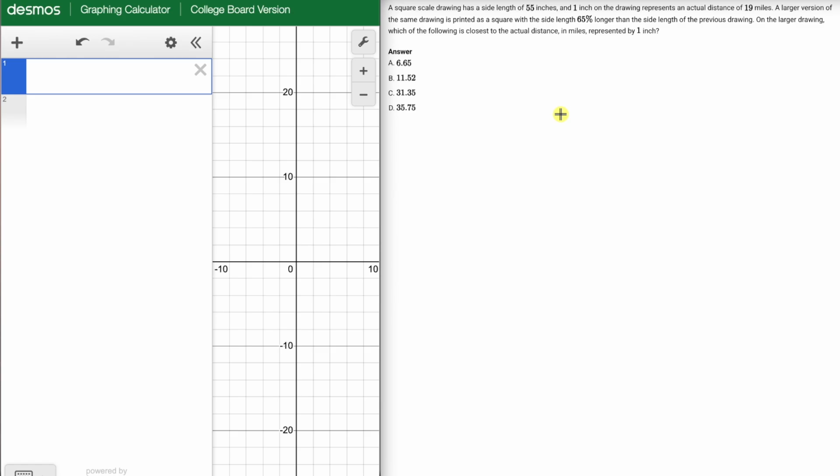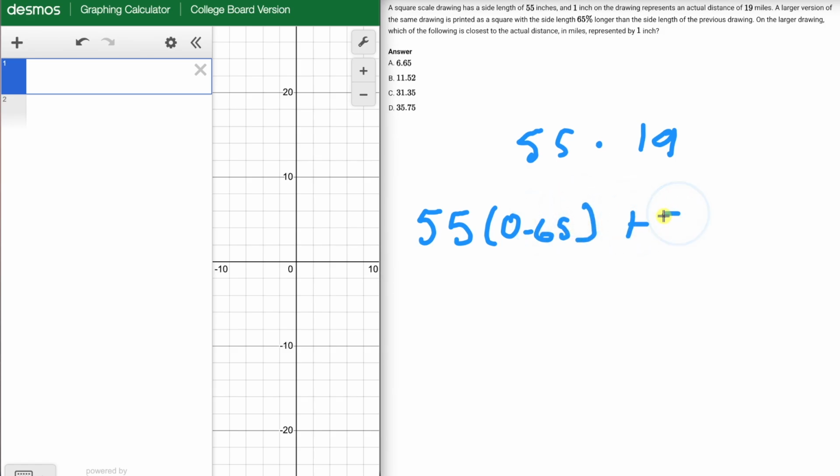So I'm just going to see how many total miles are in the drawing. And then because it's 65% more inches, I would just add 65% to 55 and then divide it by the total miles. So I'll show you what I mean. It says 19 miles per 1 inch. So I'd do 55 times 19, and that would give me the total amount of miles that both these drawings are representing. Next thing, it says 65% longer. So what I would do is 55 times 0.65 and then plus 55, because it's 65% longer, so you need to add 55 back to it.